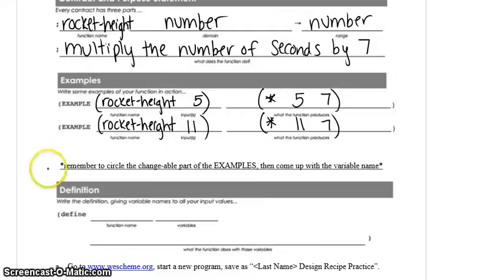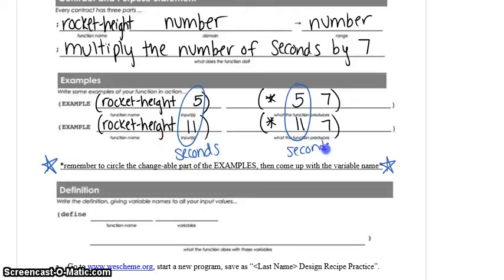So those are two examples that we can use to basically teach the computer how to do this rocket height function. So remember, at this point, we circle the changeable parts of the examples and then come up with the variable name. The only part of these examples that are changing are the specific numbers used as an input, the 5 and the 11. Those are specific numbers. Let's use a variable to represent that. What are the 5 and the 11 representing? They're representing the number of seconds that have passed. So I'm actually going to use the variable seconds.